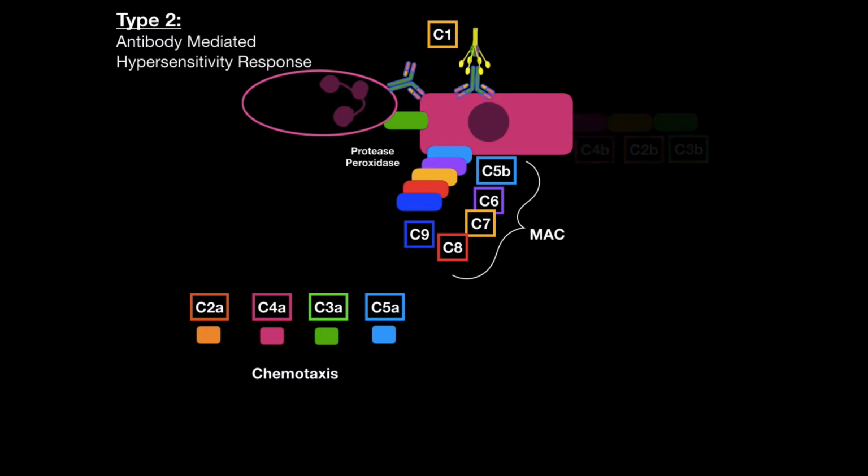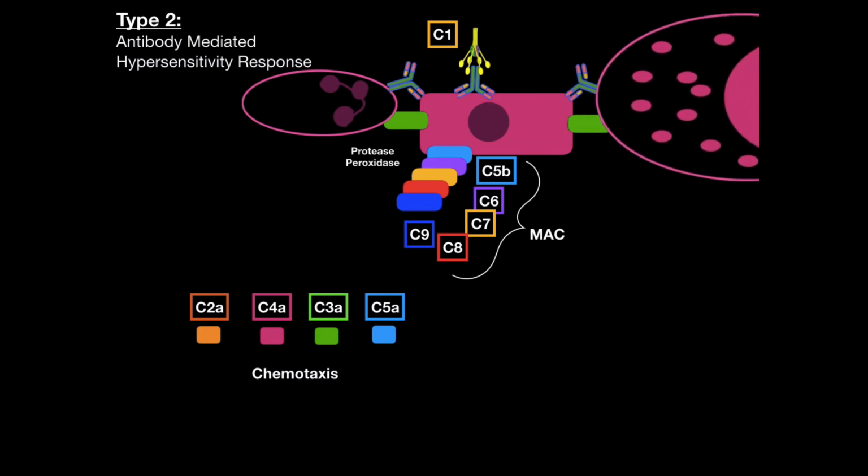Other things that could happen is, instead of a neutrophil, maybe a natural killer cell can come. Natural killer cells also have receptors for C3b and also receptors for the Fc region of an IgG. They can also release granzymes and perforins to kill the cell. So you see type 2 antibody-mediated hypersensitivity response more or less targets your own cells for a lot of reasons. So that was mainly type 2 hypersensitivity.